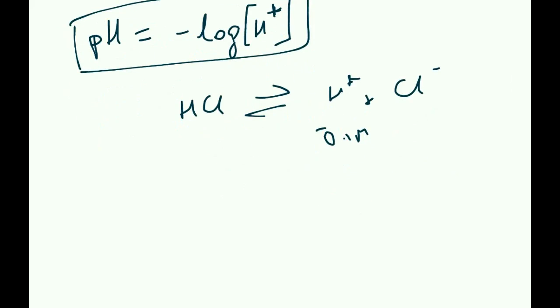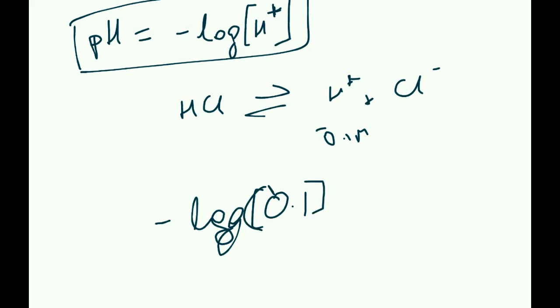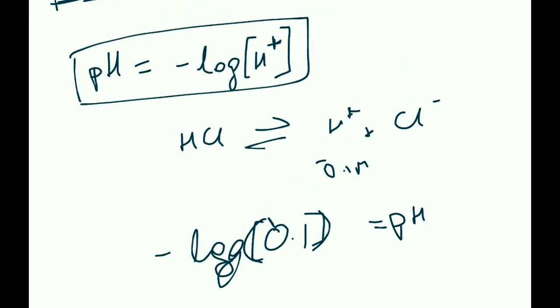So the pH of this solution is going to be negative log of 0.1. Negative log of 0.1 is going to be my pH. And you can calculate this using log tables and everything. That's not a problem. So this is how you calculate pH. A direct formula is given, use it, that's all. It's really easy.